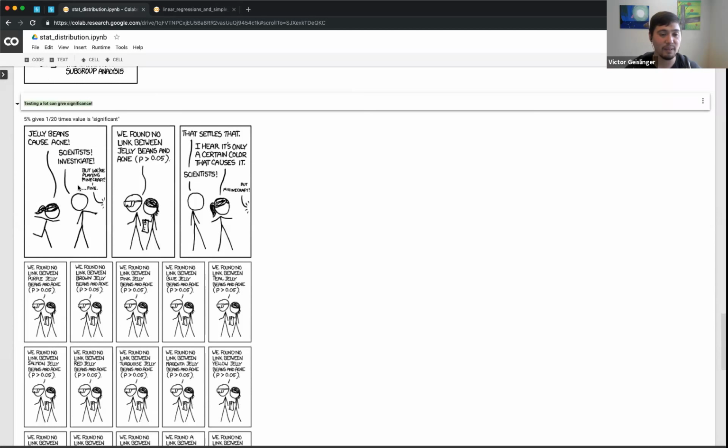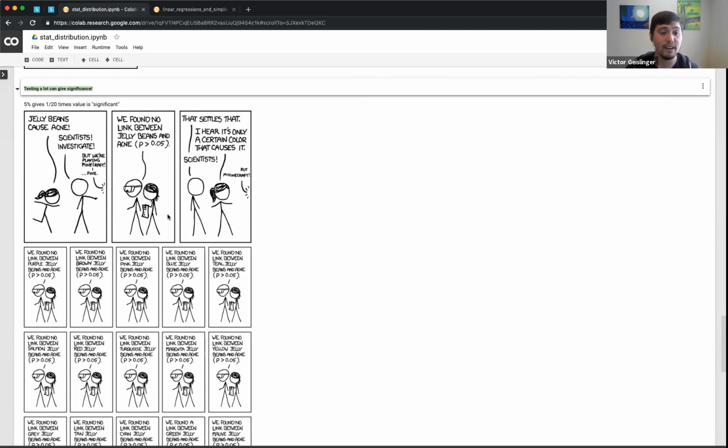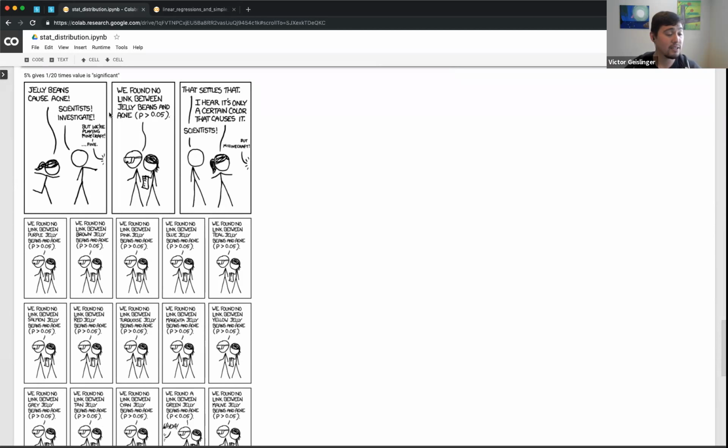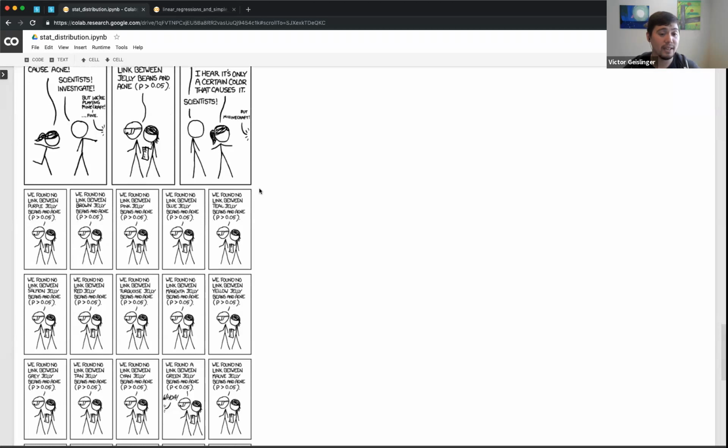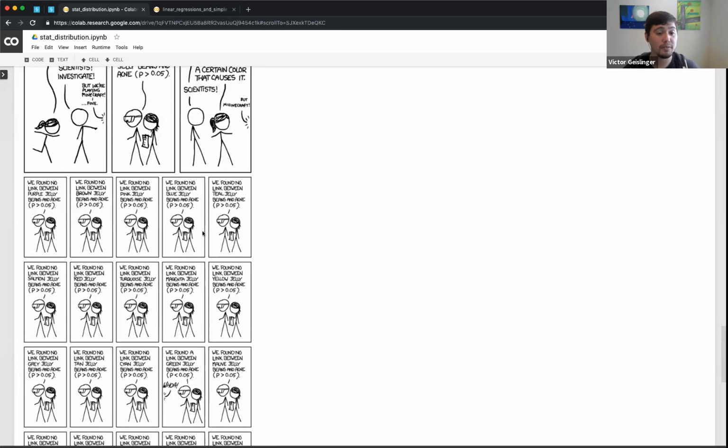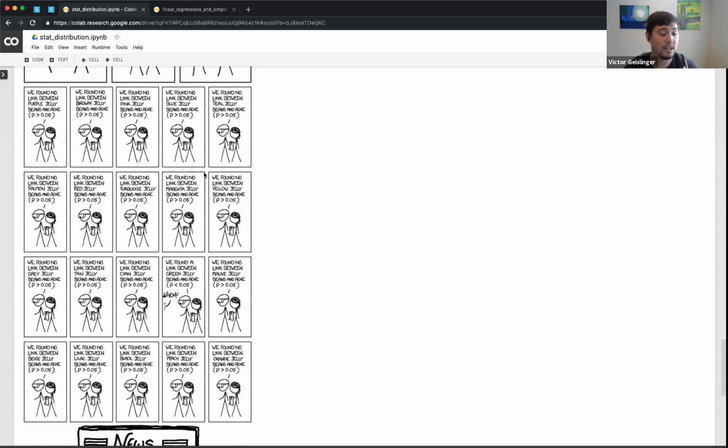So again, another comic from XKCD, because XKCD is always relevant to everything, if you haven't seen it already. Basically, they're testing out whether jelly beans cause acne. They investigate, but they find a p-value that just wasn't low enough. So they say, hey, I think it's from a certain color. What's kind of funny is 0.05 is 1 out of 20. If you test 20 different colors, you would expect one of them, on average, to come out significant.